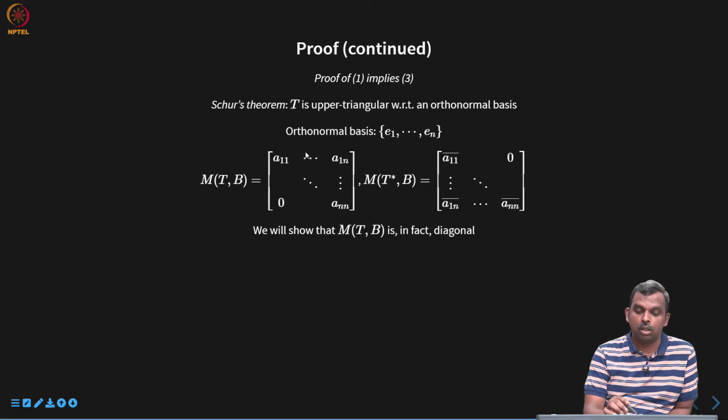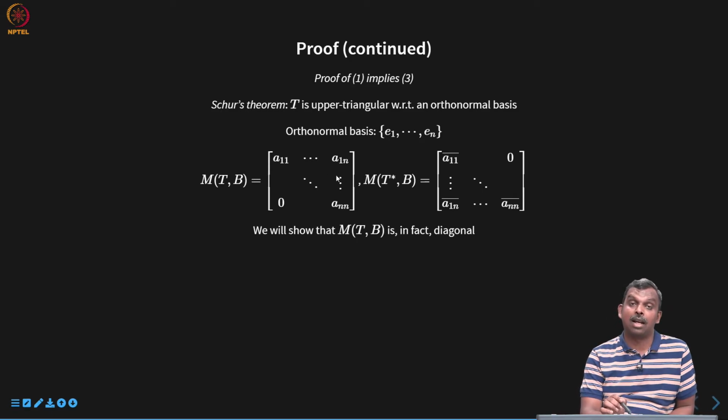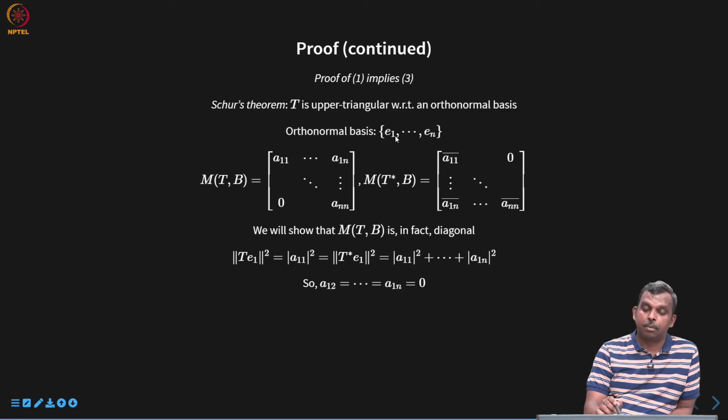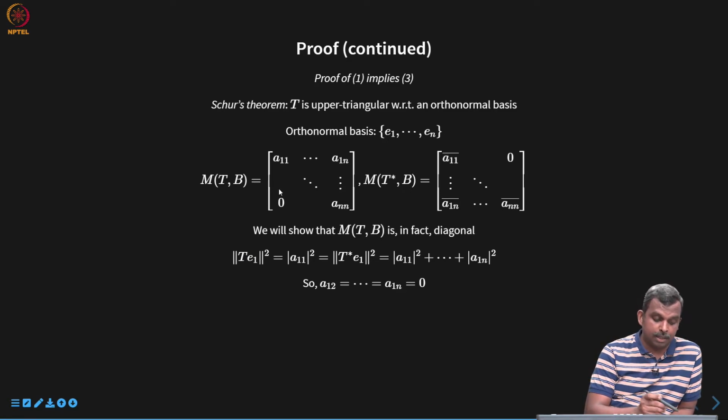We will simply show the off diagonal elements on the upper side for this matrix are 0, using the normal property. Okay, so it's quite easy actually if you look at the proof, but that's the idea of the proof. So let's take the first basis vector E1. What is T times E1? That's the first column, isn't it?